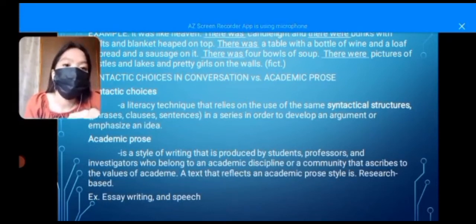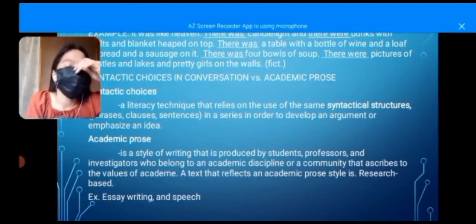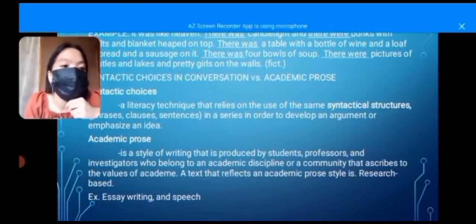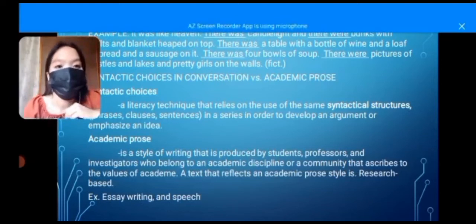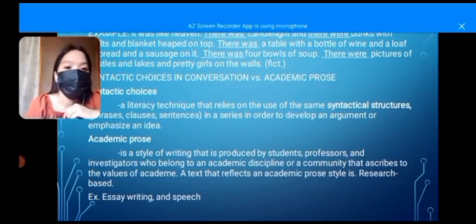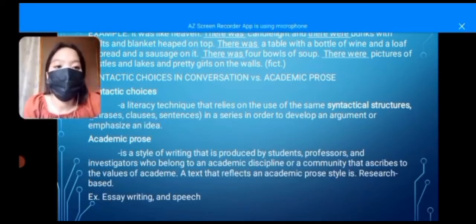Academic prose is the style of writing that is produced by students, professors, and investigators who belong to an academic discipline or community that ascribes to the values of academia. A text that reflects academic prose style is research-based. So, academic prose, guys, is usually used by students, professors, and investigators for academic discipline, guys. So, examples of academic prose are writing and speech.